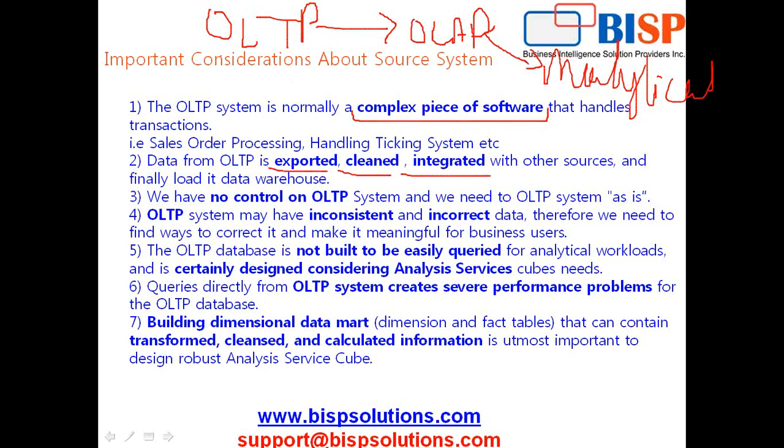a common place. So maybe you have got one OLTP system for sales order processing. You may have one OLTP system for your HR system. So you may have multiple OLTP systems which may require to be integrated and pushed into a common OLAP. As I said, we have no control on the OLTP system. Therefore, for all the modifications required, I need to design a solution to accommodate those changes in my OLAP. OLTP is as is, with no changes.